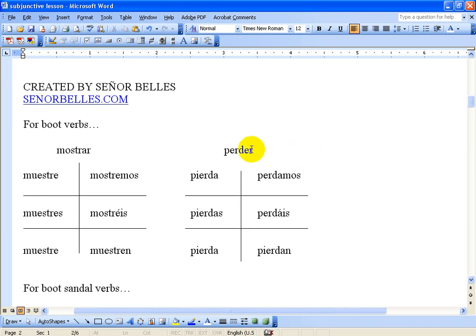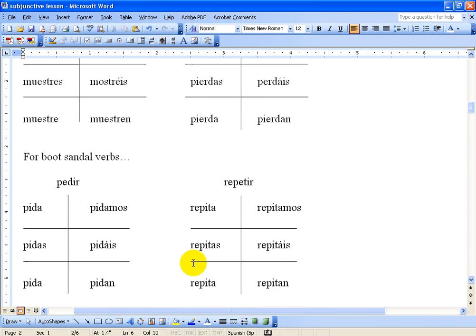How do you form the subjunctive with boot verbs? Well, the boot stays with these subjunctive verbs. So mostrar, which is a verb where the O changes to a UE, is going to go to muestre, muestres, muestre, mostremos, mostréis, and muestren. And notice that the O does not change to a UE outside of the boot. And perder kind of does the same thing. If you take a quick look at it, you'll notice that it has the boot around these four, and the ones outside of the boot don't do it.